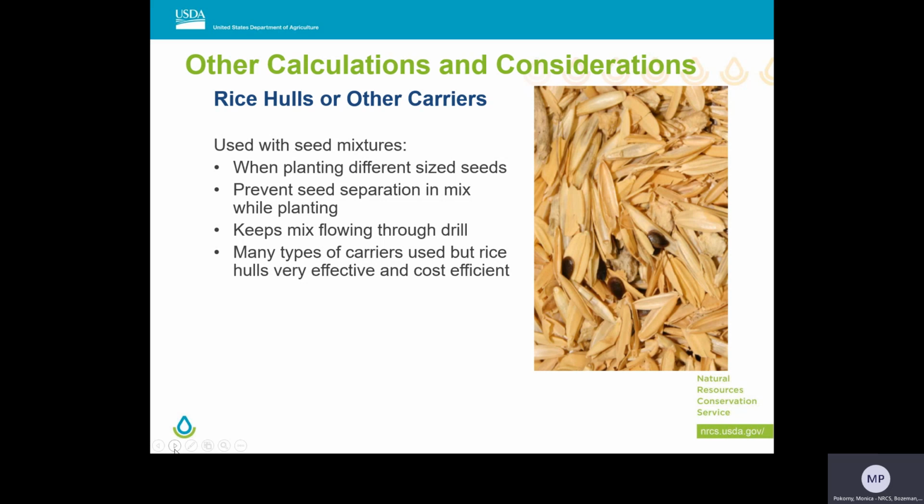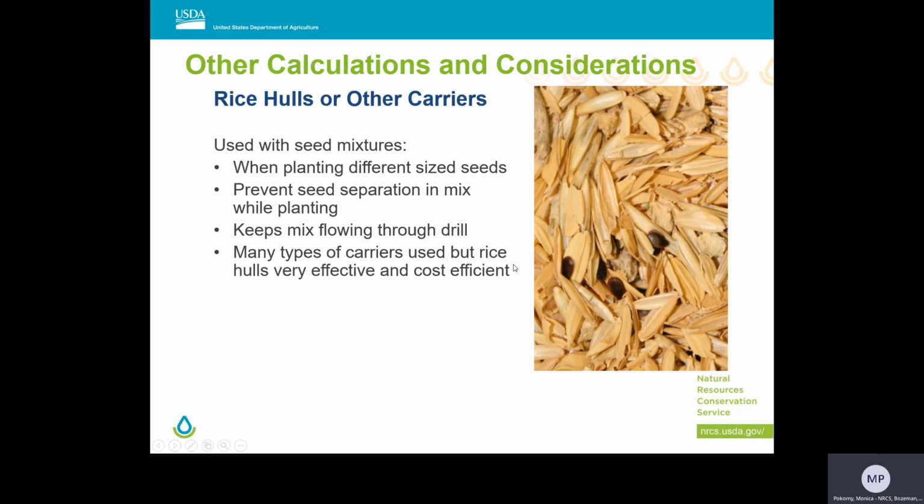One might be that they help facilitate the uniform distribution of different size seeds and help do it at an accurate rate, and they prevent seed separation in the mix. So they feed through a grain drill at roughly the same rate as barley, and this makes it easy to calibrate your drill for the seeding. They're going to give you a uniform distribution of both the small seeds at low seeding rates, and they also help prevent bridging of light, fluffy seed in the drill.